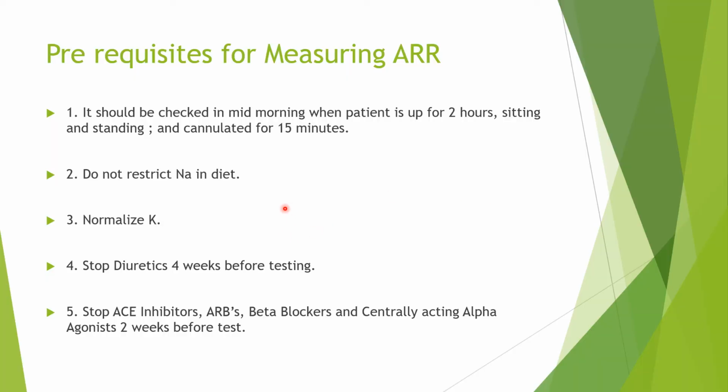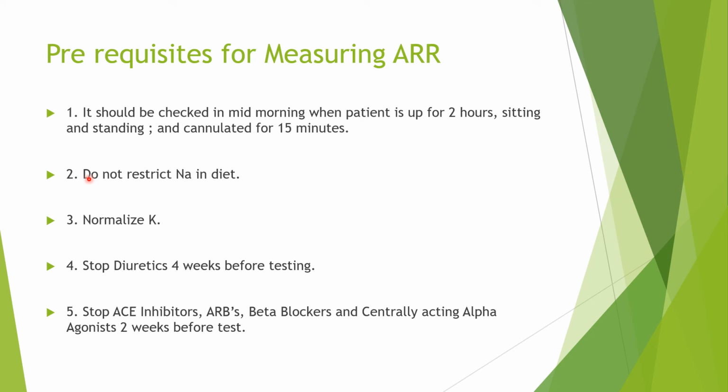For the ARR ratio, there are certain prerequisites for measurement of aldosterone renin ratio, because if you don't follow these prerequisites or measures, you can falsely over- or under-detect hyperaldosteronism on this screening, and you can miss many cases. So what are the prerequisites for aldosterone-renin ratio measurement? Number one, it should be checked in mid-morning when the patient has been up for 2 hours, sitting and standing, and cannulated for 15 minutes.